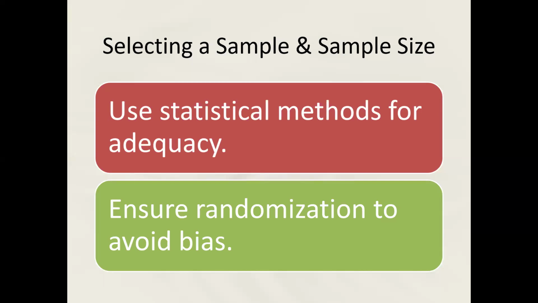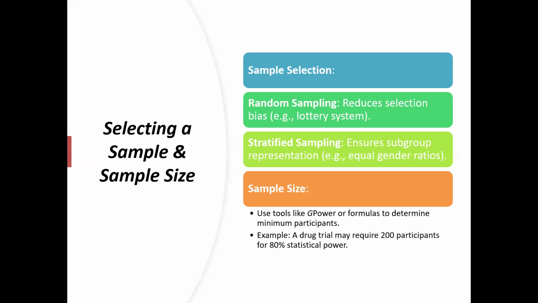Now, how to select a sample and sample size? You have to use statistical methods for adequacy and ensure randomization to avoid bias, and make sure that the sample selection is random sampling, which will reduce selection bias. For example, a lottery system. Random sampling is a type of sampling in which participants are selected randomly, and the second one is stratified sampling, which ensures subgroup representation, for example an equal gender ratio. In stratified sampling, participants are selected based on specific characteristics, for example their sex, gender, and any other thing.